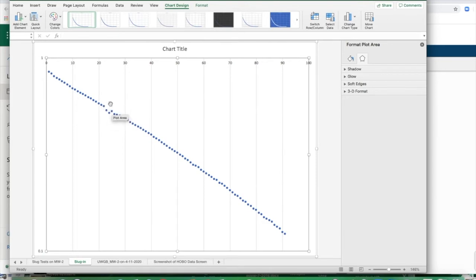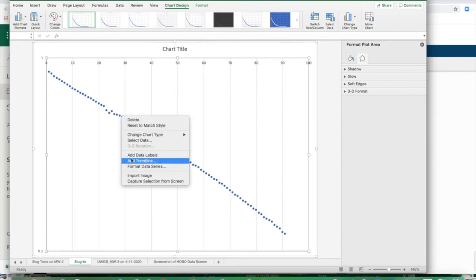If this is more of a significant impact, you could delete these particular rows. There's nothing wrong with deleting bad data if you have reason to do that. But let's just leave it in here for now. At this point, we can add a trend line.